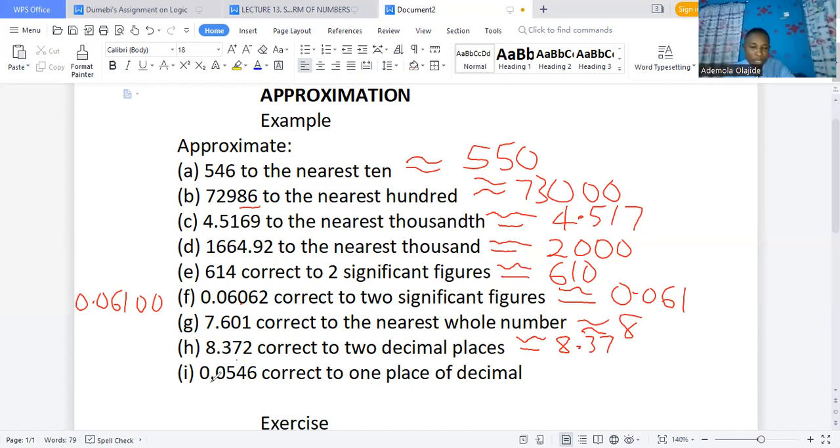So for 1 decimal place, we say after this decimal, digit 0 is the first digit. You now check the next digit, which is 5. It's fit to be rounded up. Turn it into 1, add it to this. So you simply have 0.1, because when you add 1 to 0, 0 plus 1 is 1.